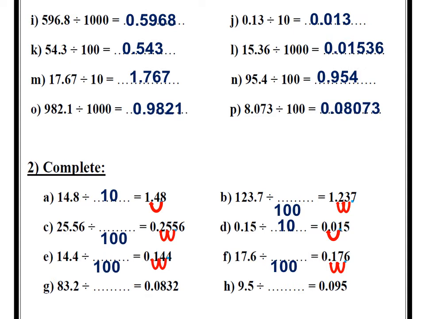83.2 divided by what gives you 0.0832? The decimal point was between the 3 and the 2. I moved 1, 2, and 3 steps, which means 3 zeros, so it's divided by 1000. 9.5 divided by what gives you 0.095? Here was the position of the decimal point between the 9 and the 5. I moved 1, 2 steps, 2 zeros, so it is 100.